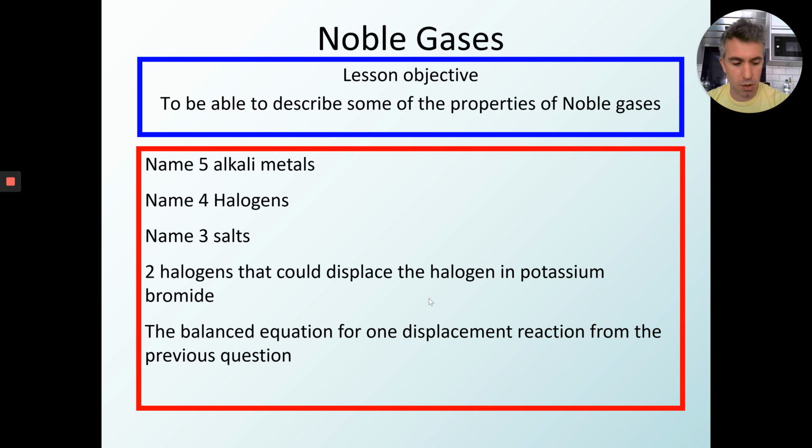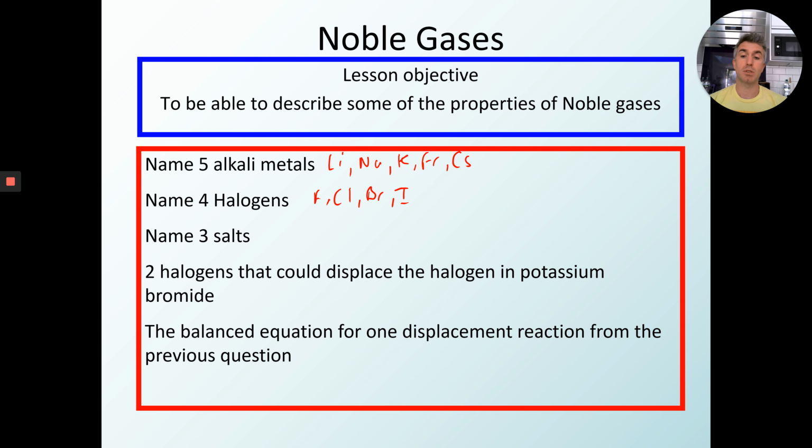Right, okay, so I'm assuming you've done that. Let me check. Is the pen working? Pen. Splendid. Name 5 alkali metals. So hopefully lithium, sodium, potassium, francium, and cesium. Nice. Name 4 halogens. Fluorine, chlorine, bromine, and iodine.